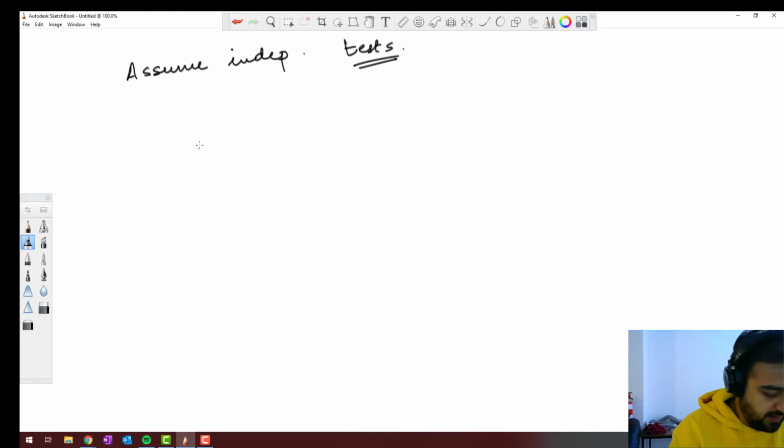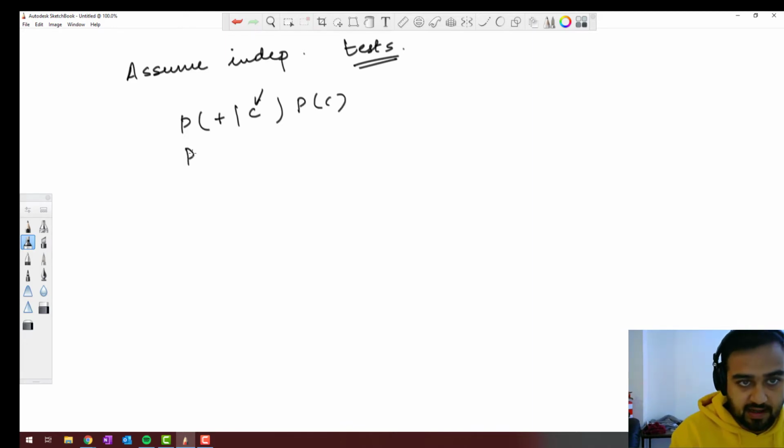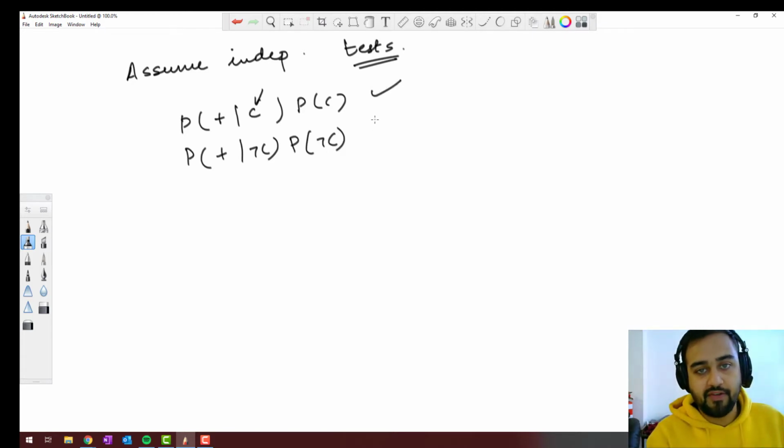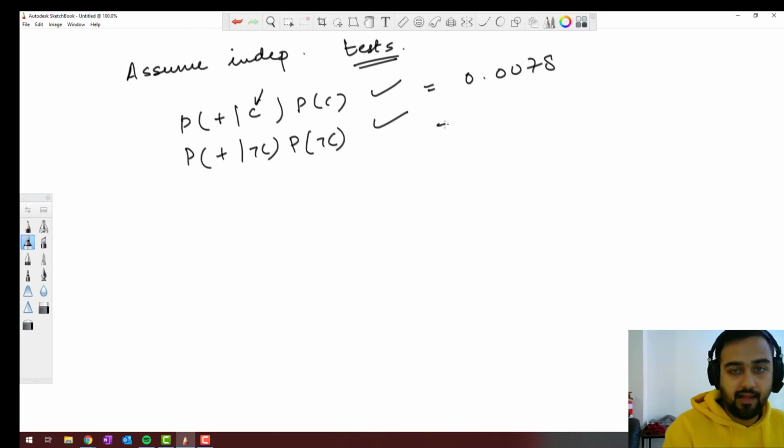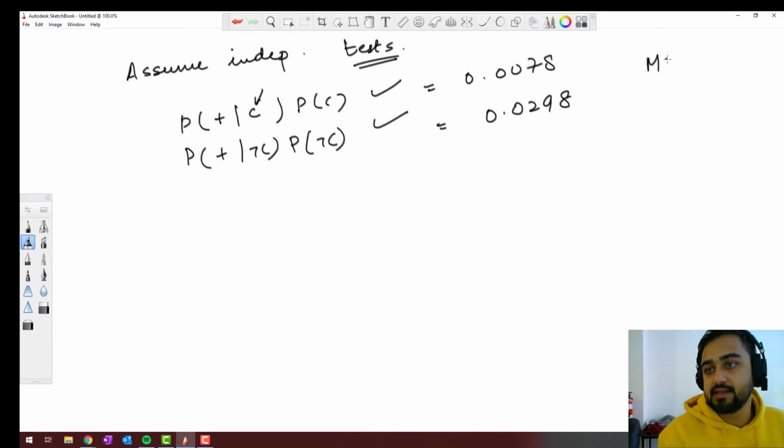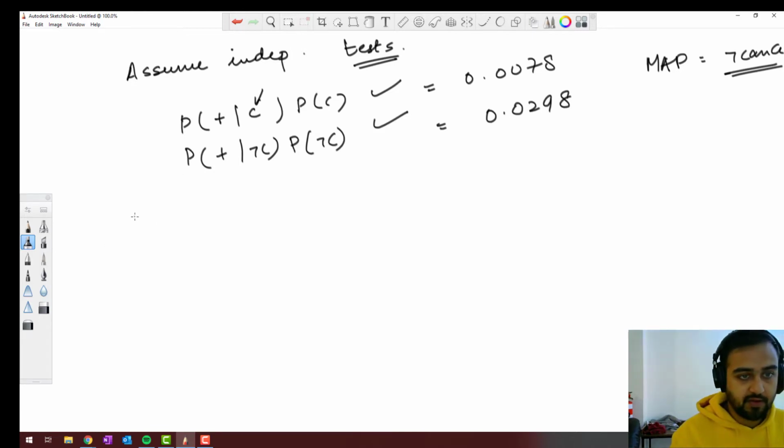right? And we have found out the value of P of positive given, I'm writing C for cancer, into P of cancer, and positive given not cancer and P of not cancer. We have found out these values, the first being 0.0078, the second being 0.0298. This gives us an MAP that it's a non-cancerous tumor.